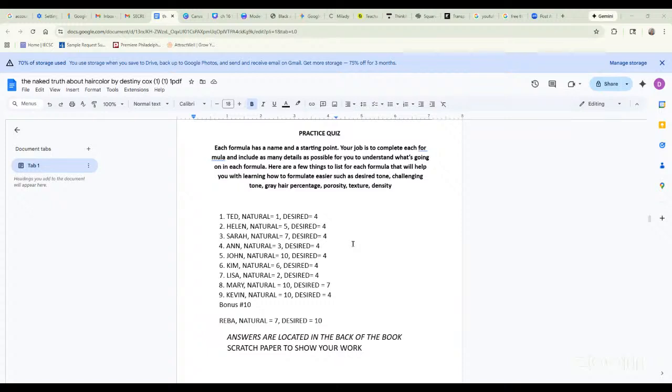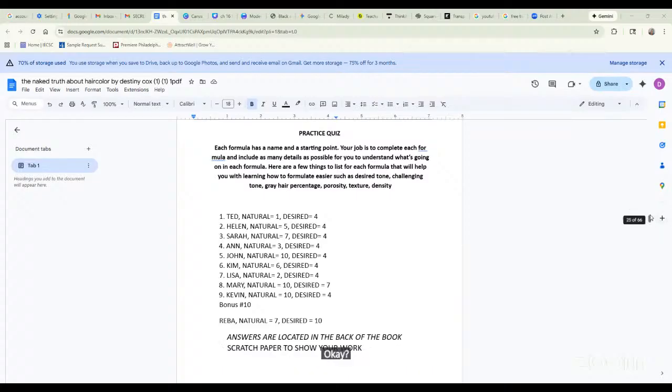So let's replace the D. We're doing the work. 2D minus N, N is 1. So 2D minus N equals TL. That's our formula. Your client is Ted. Ted has a natural 1, wants to be a 4.